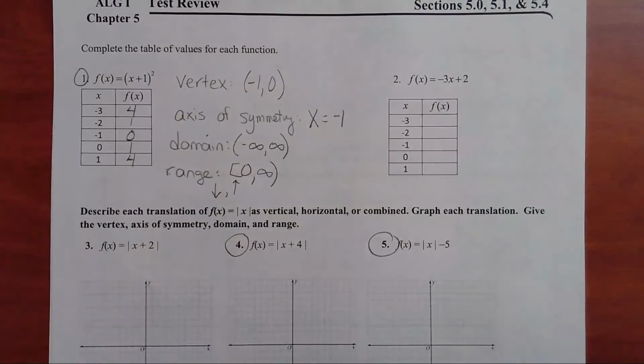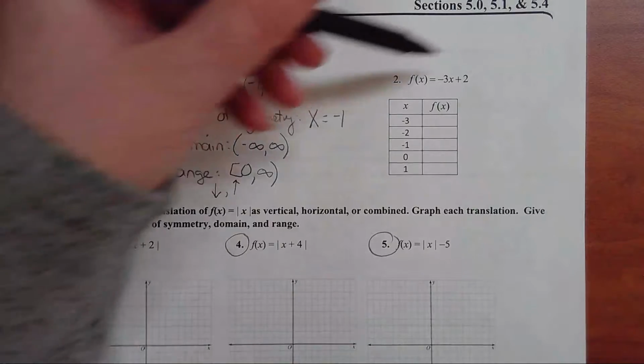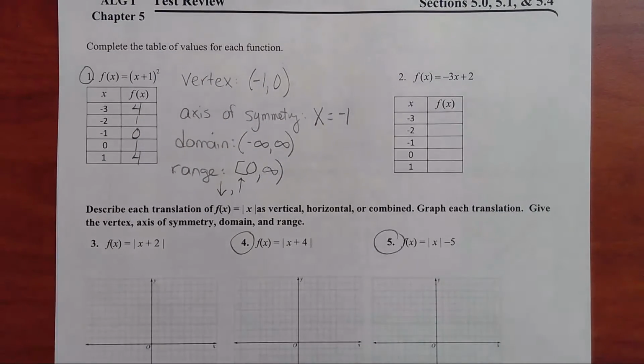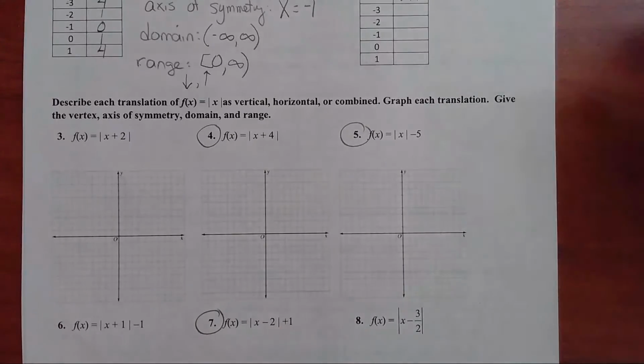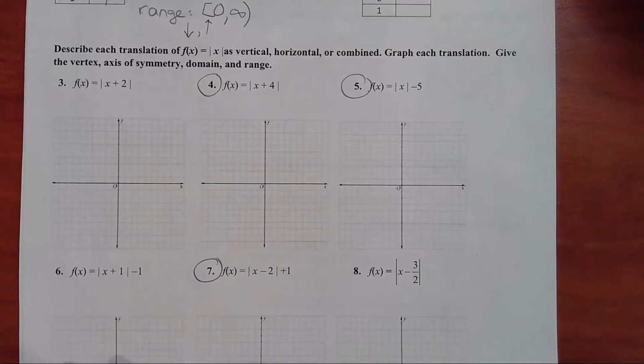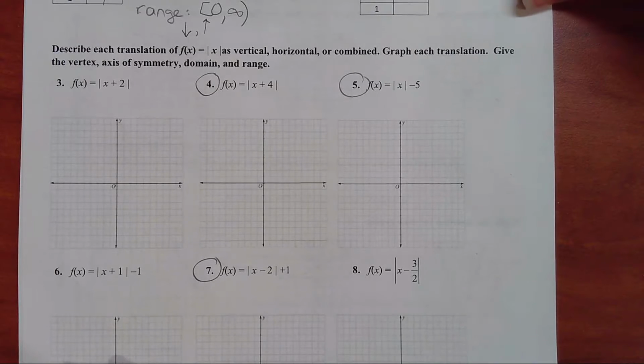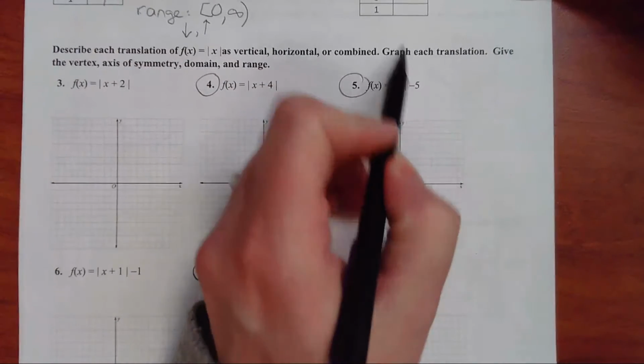Same ideas. You're not going to be able to do vertex and that kind of thing for number 2, but if you needed to, if it were an absolute value or a quadratic, you could. Just make sure you know what those terms mean. For 4, 5, and 7, now we're to these absolute value graphs, and we can talk about graphing them. I'm not concerned with you actually graphing them.